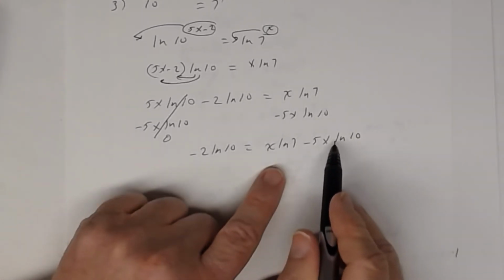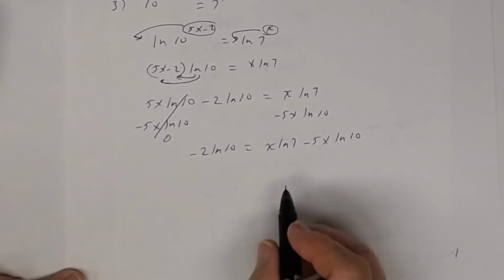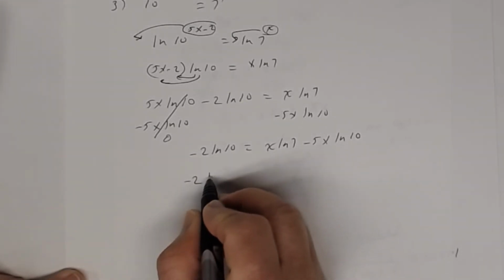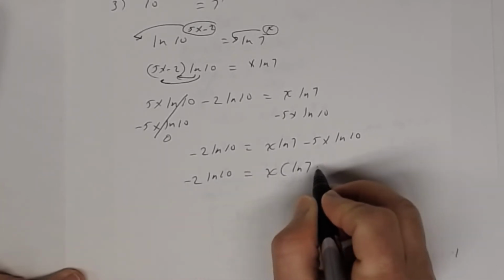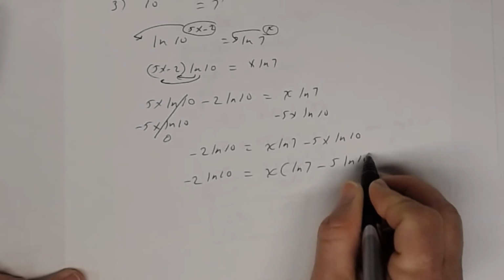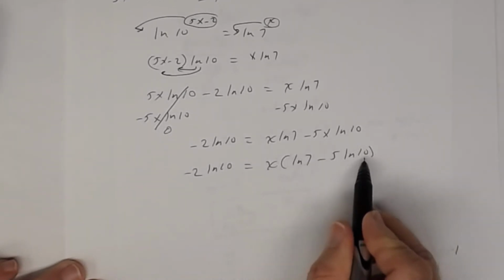Remember, we have to solve for x, so now I'm going to factor out the x here. That's my common factor. So I get -2 natural log of 10 equals x times the quantity natural log of 7 minus 5 natural log of 10. And to get x by itself, I'll divide by this real number right here.